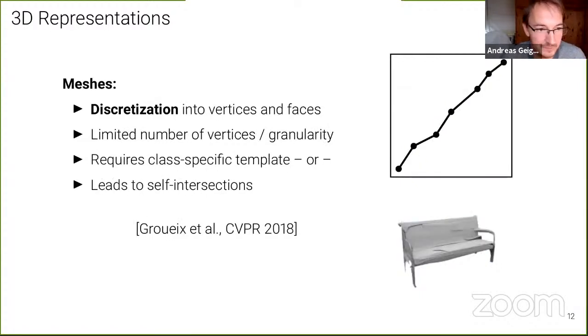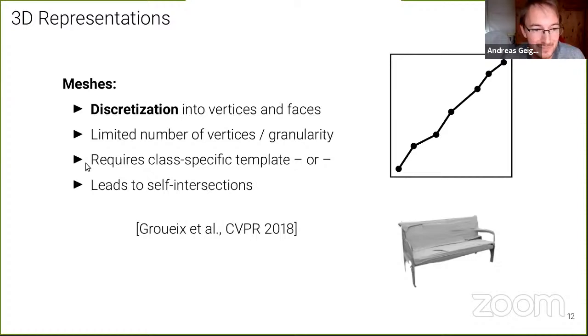And then more recently, even people have tried to use what is very natural in computer graphics, meshes, as an output representation for neural networks. Meshes also discretize space. They discretize into vertices and faces, and therefore are also limited in the number of vertices, or otherwise speaking, in terms of their granularity.